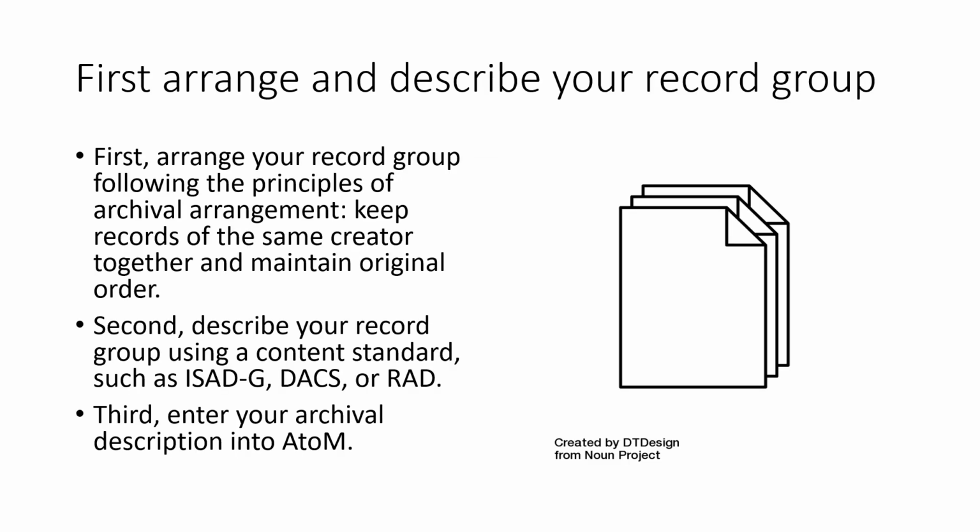To use AtoM, you have to first arrange the records and catalog or describe them. You do this for both physical and digital records. First, arrange your record group following the principles of archival arrangement. Keep records of the same creator together and maintain original order. Second, describe your record group using a content standard, such as ISAD(G), DACS, or RAD. Third, enter your archival description into AtoM.